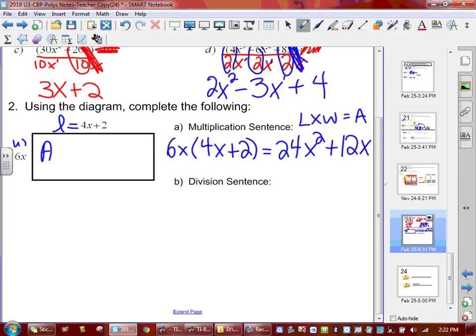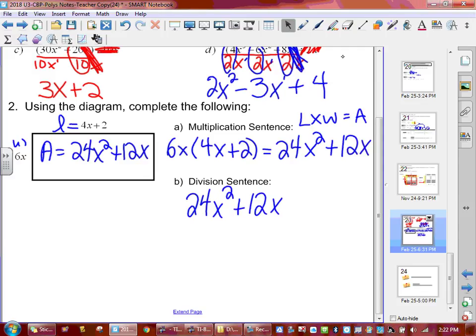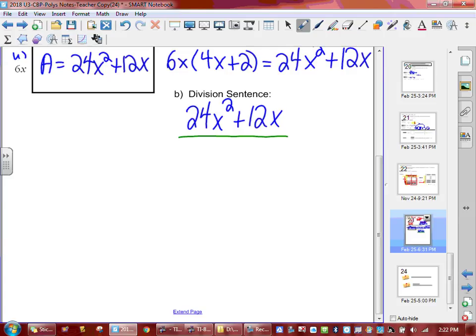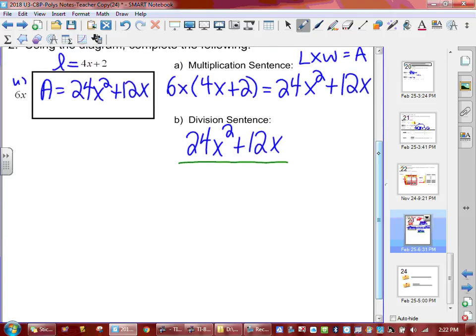So, our area we found is 24x squared plus 12x's. So whenever we start with a division sentence, we start with the answer first. That means the area. So I'm going to start with my big answer, area. So 24x squared plus 12x's. And then we divide it. We put it on top of something. And we put it on top of one of the sides. It doesn't matter which one. I'm going to put it on top of the 4x plus 2. And then we say equals the other side, 6x.